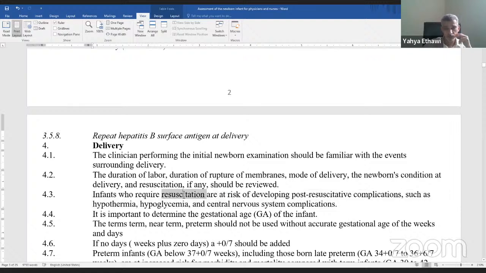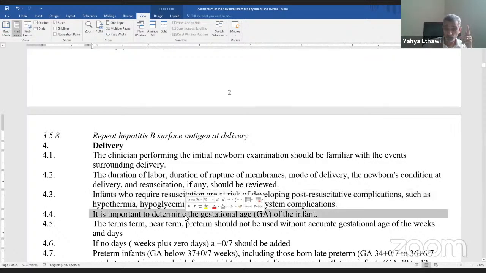So if we have a resuscitation, then we should be aware of post-resuscitation complications such as hypothermia, hypoglycemia, asphyxia, poor feeding, infection, and so on. All these post-delivery, post-resuscitation complications we should be aware of.